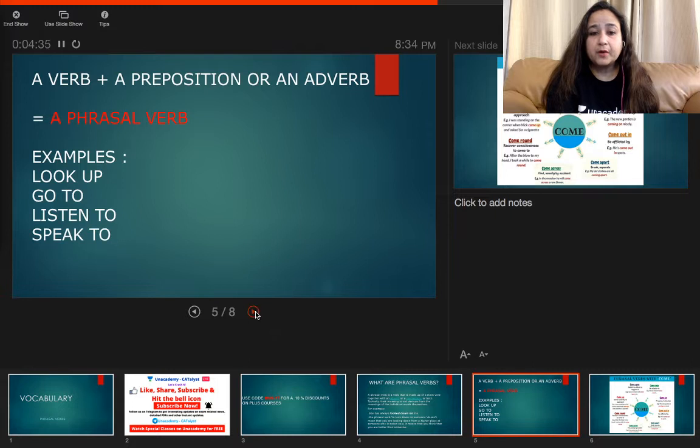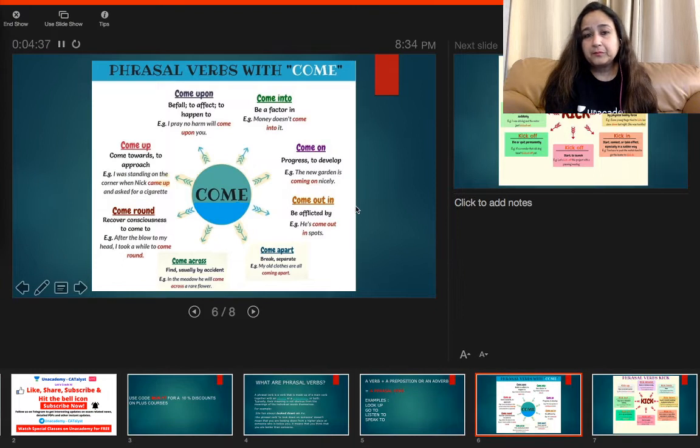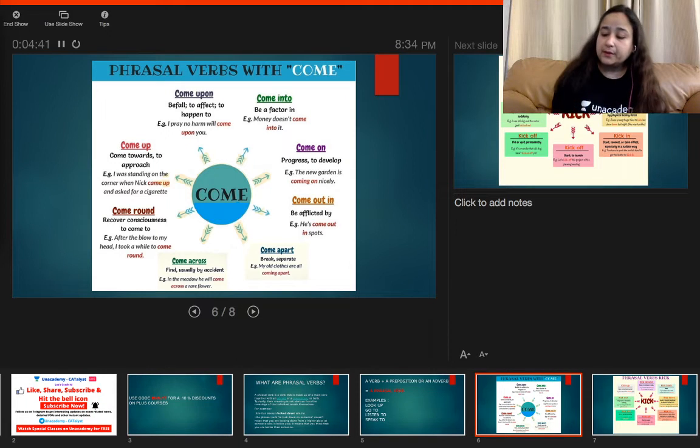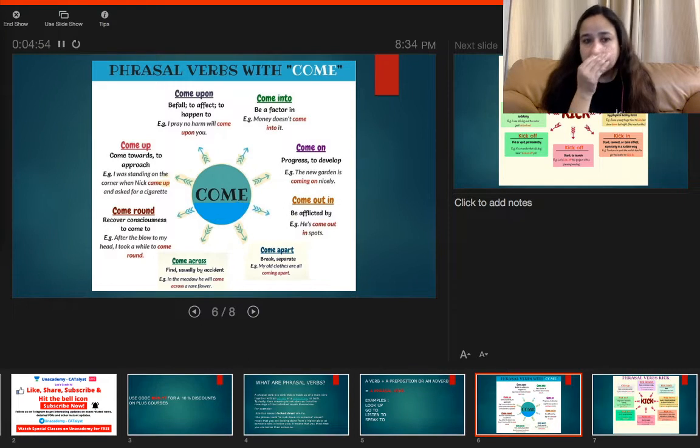Let's look at some more examples. Now come. Come is a very common verb. Together with come, here we look at what all prepositions can be added with come to make phrasal verbs. So let us look at them one by one.